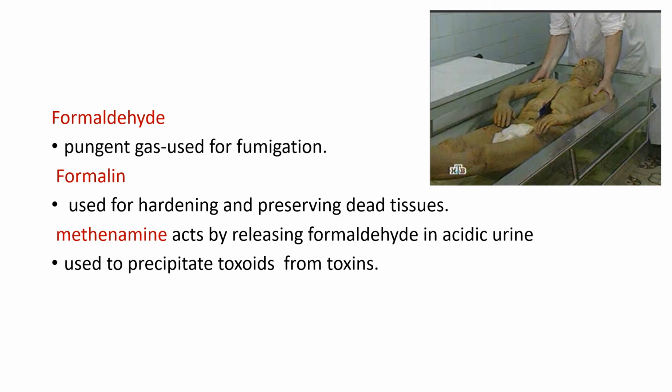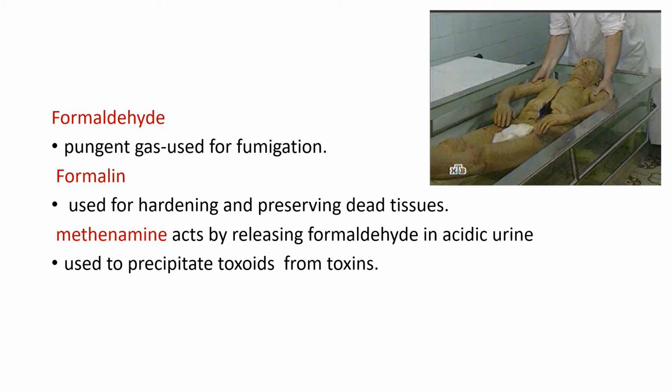The next group of antiseptics are aldehydes. So you have formaldehyde. Formaldehyde is a pungent gas. It is used for fumigation purposes. In operation theaters, before starting the surgery, the theaters are fumigated with formaldehyde. So it is a disinfectant. And formalin, you all know, is used for hardening and preserving dead tissue. You must have seen in the anatomy dissection classes, the cadavers are embalmed using formalin. And methenamine is a urinary antiseptic. It acts by releasing formaldehyde in acidic urine.